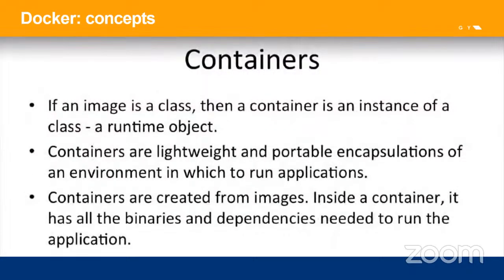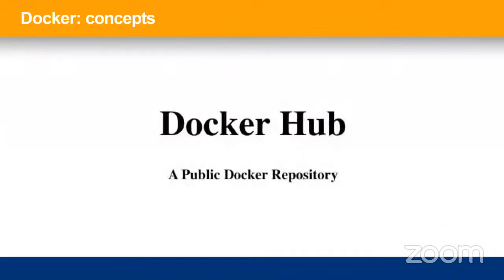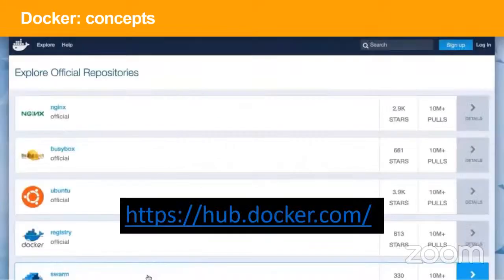Next, a container is like your virtual machine. Simply, you can take a container as your physical machine. The next topic is registry and repository. As I told you earlier, a registry is where you save all your container images, that means Docker Hub. A repository means any images you save in the Docker Hub registry. Docker Hub is a public Docker repository.